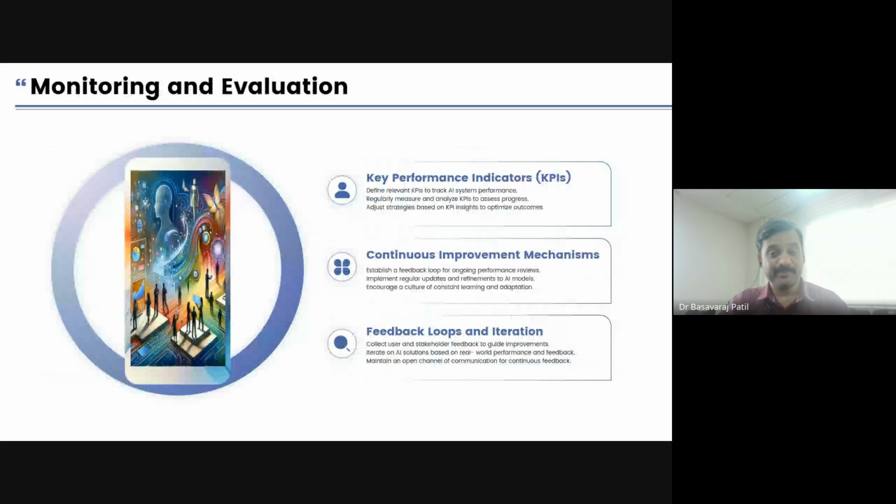Then monitoring and evaluation must be done. The only case in which AI fails is if these three things are not done in a proper, timely manner. The performance indicators are to be monitored regularly. Frequently you have to assess, evaluate, and then optimize to get better outcomes. Continuous feedback loops are to be taken. That is why we frequently get calls from telecom industries or service providers like Airtel, Jio, or Vodafone.